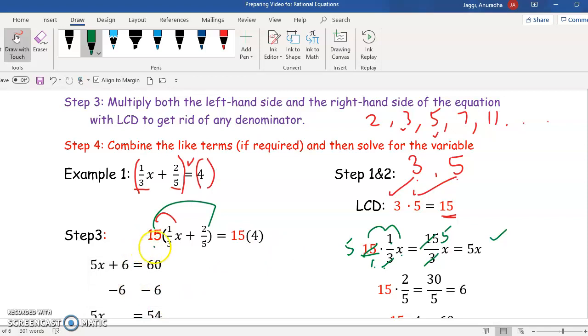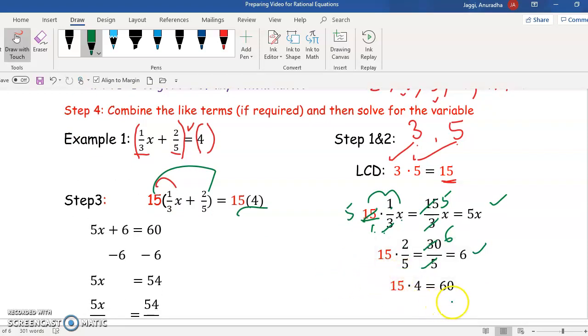Similarly, you simplify the next term: 15 times 2 over 5. 5 goes into 15 3 times. You can do 3 times 2 is 6, or you can multiply 15 times 2 is 30, and then simplify the ratio. 5 goes into 30 6 times and you get your 6. Okay, let's talk about the one on the right hand side of the equal to sign. 15 times 4 is 60.